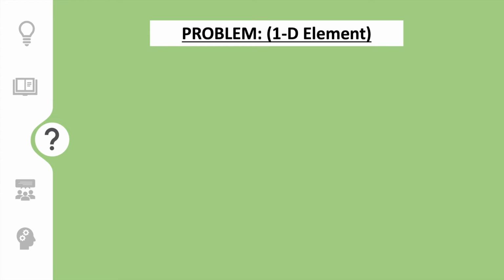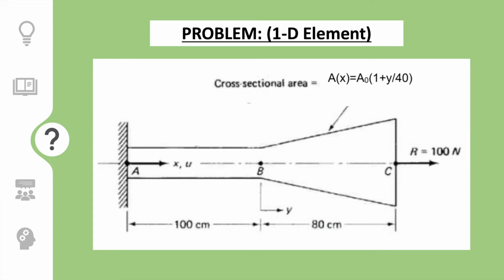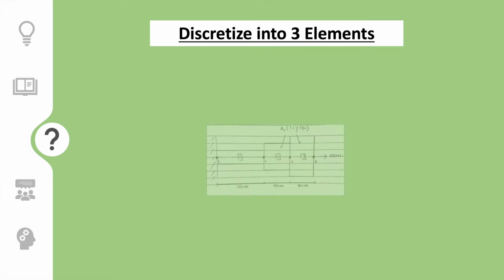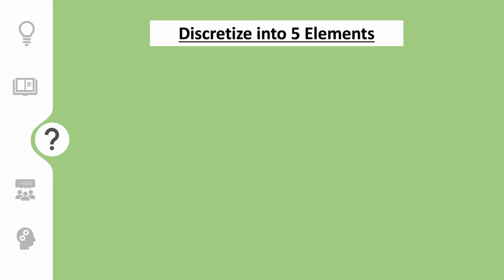This is the problem that we need to solve for this project. From the figure, it shows that the bar is rigidly supported at the left end and at the right end acts a concentrated force R. For this project, we discretize the bar into a few elements. For example, in the manual calculation, we discretize it into 3 and 5 elements.